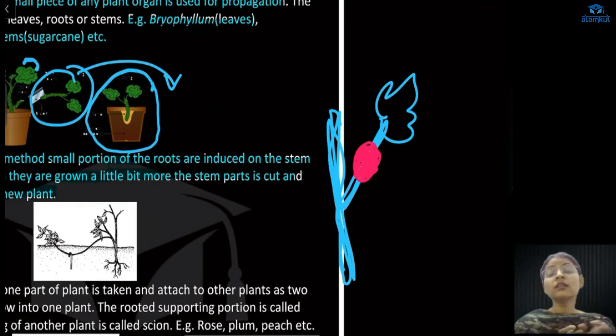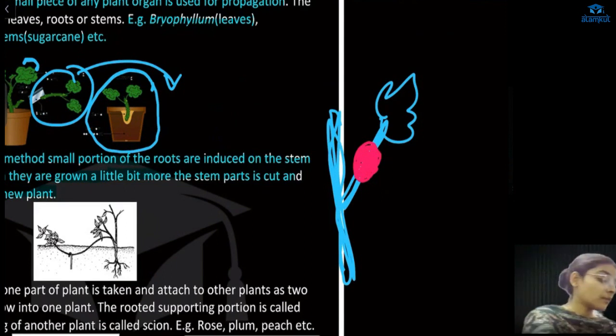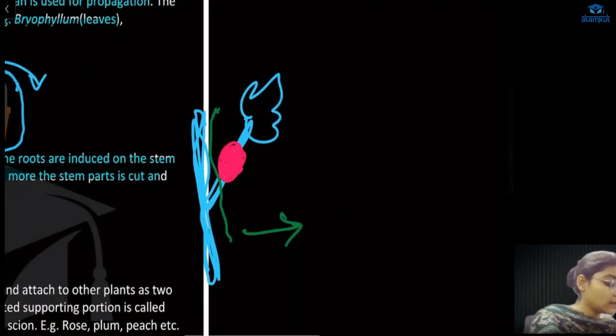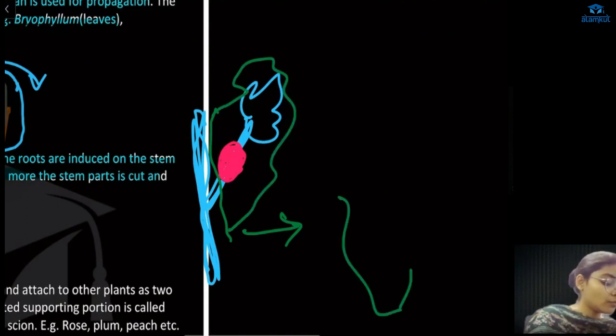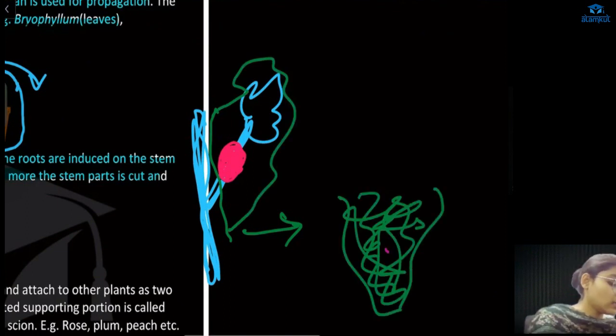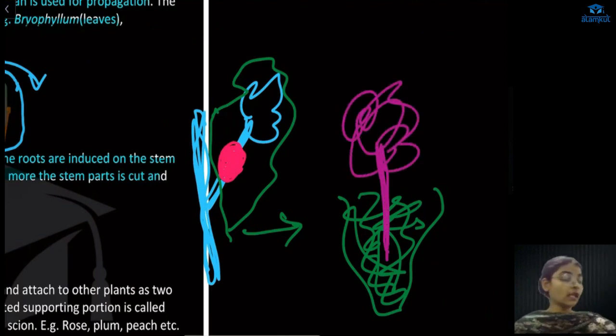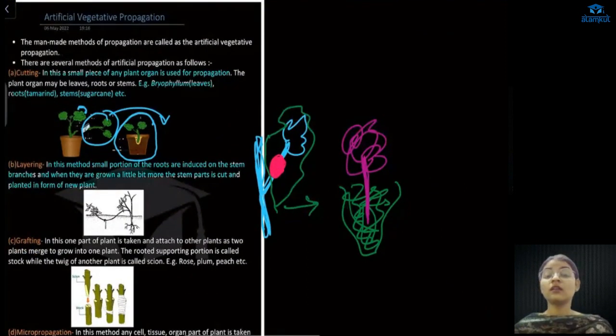After the formation of roots in that particular stem part, it is cut by man, and then they plant this whole part into a new pot or new area, and it develops into a new plant. One plant is already there, and with the help of layering another plant has been developed, and now it has produced its clone. So this is what happens in layering.